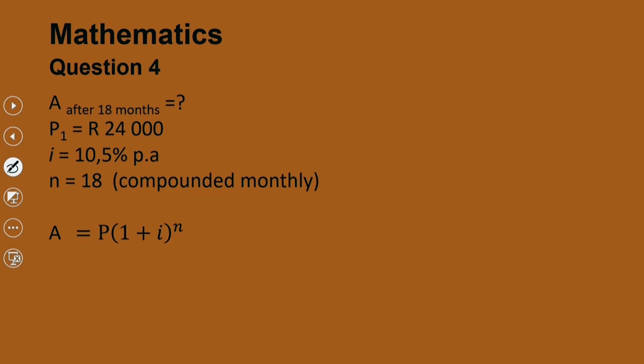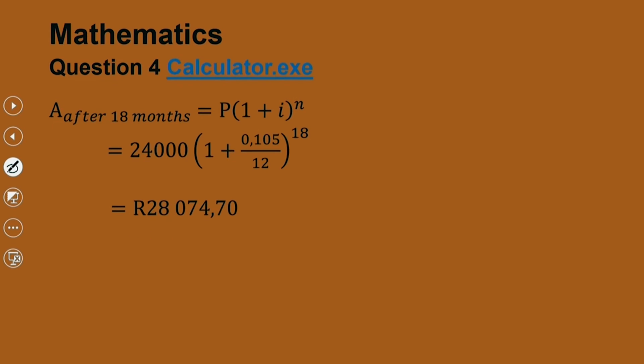Now we can proceed and write down what we have. Do we have A after 18 months? No, we don't. Do we have P, the initial amount, P1? Yes, it's been given, like I've said, 24,000. We have been given I as 10.5% per annum. And then N is equal to 18, compounded monthly. Now, let us do our calculations.